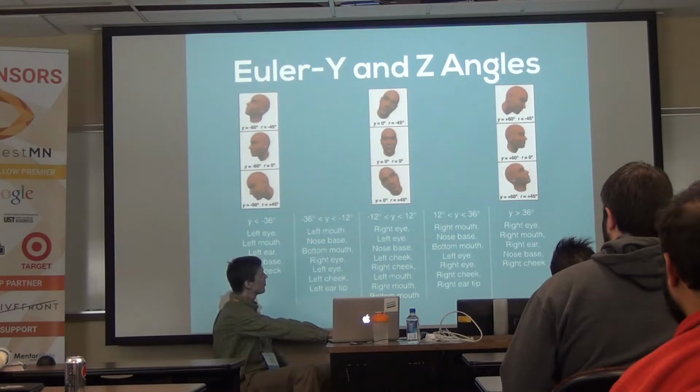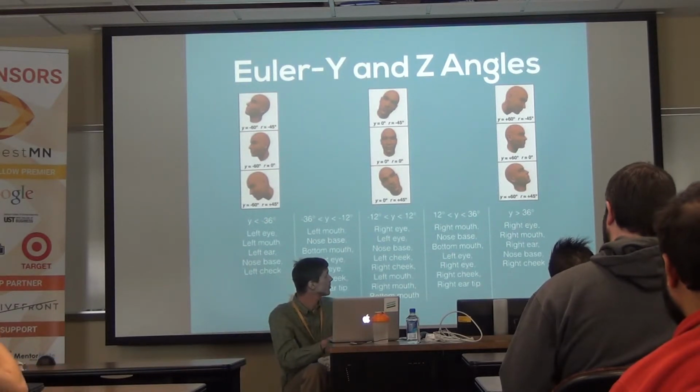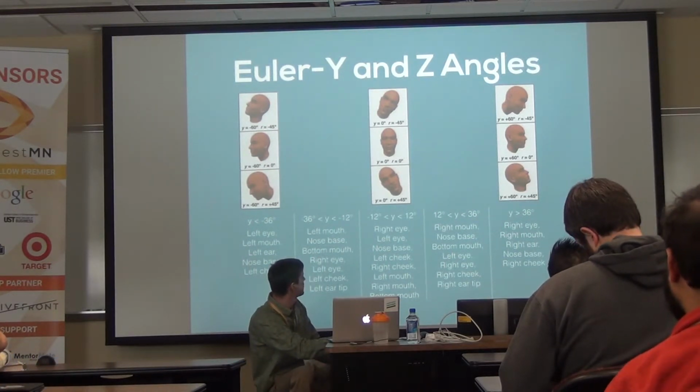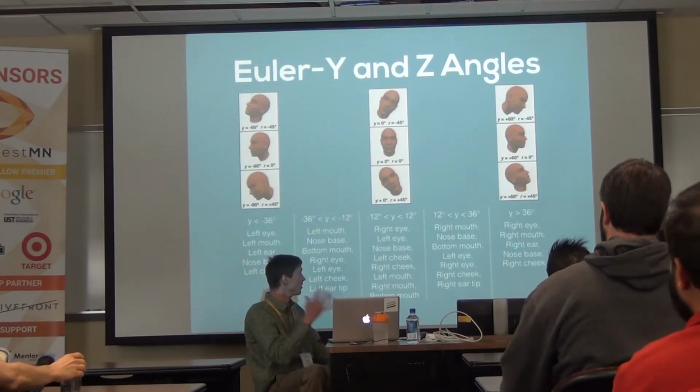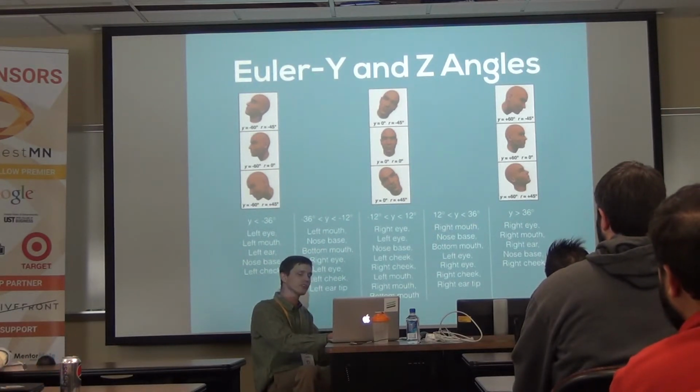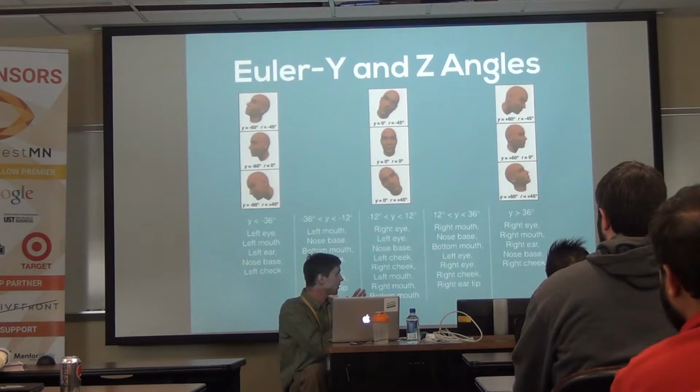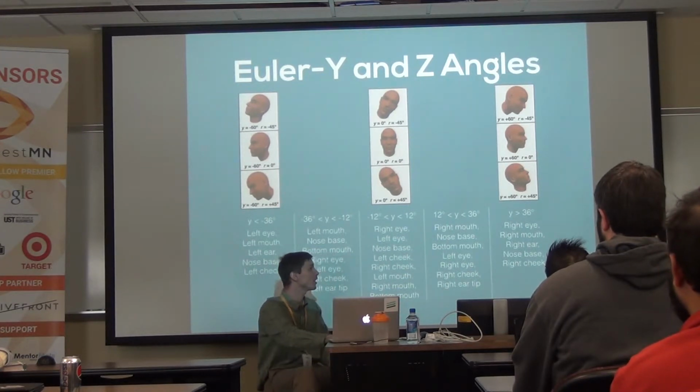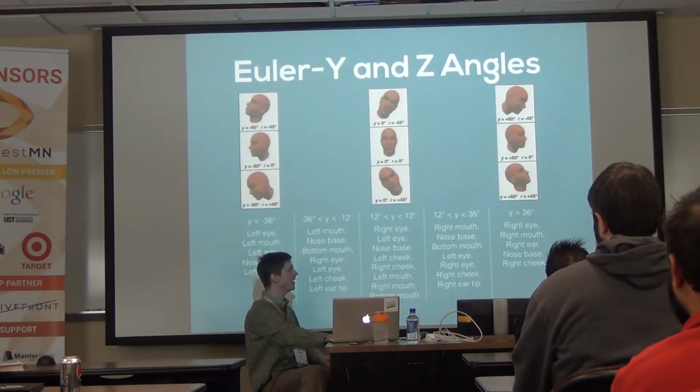You get everything else but no ears. And then as you move further left, you get all the right side, and then you start losing some of the left landmarks. And all the way over, you just get the right eye, right mouth, right ear, right cheek, and the nose.